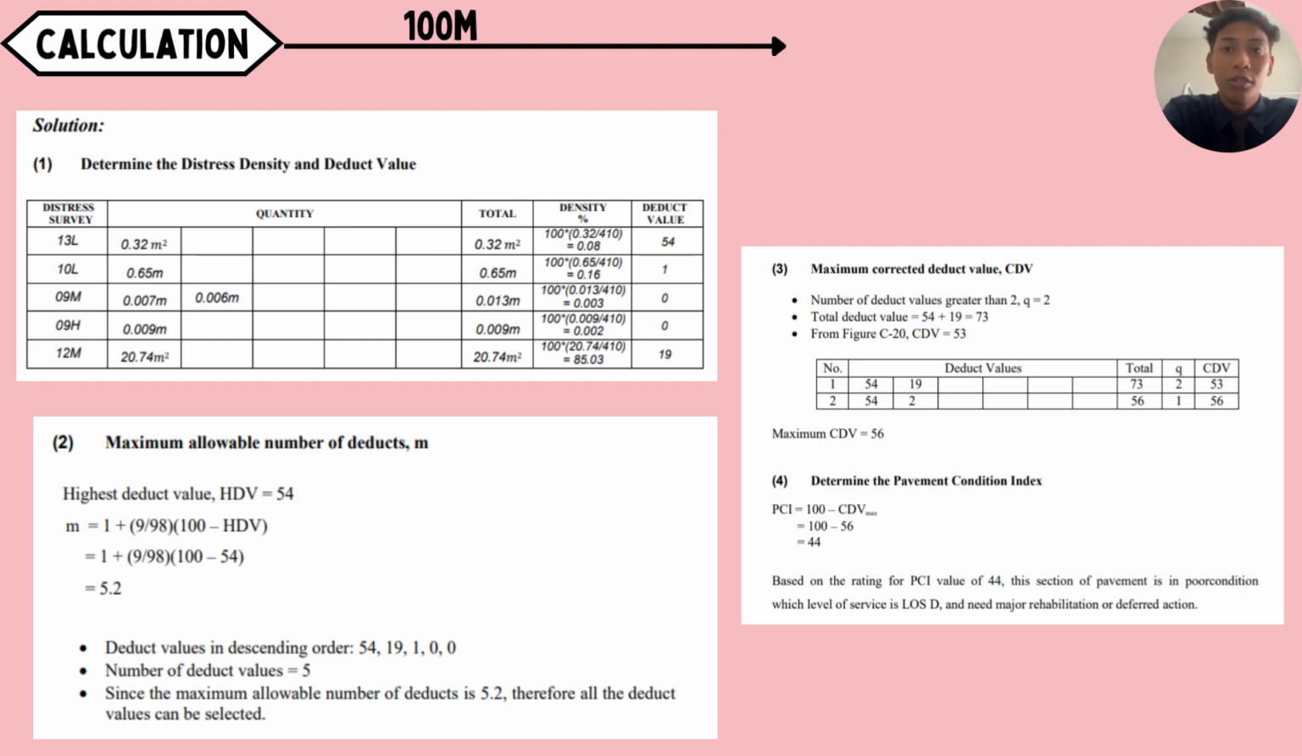Based on the rating, the PCI value is 44. So this section of pavement is in poor condition, which is the level of service is poor and needs major rehabilitation or a different action.